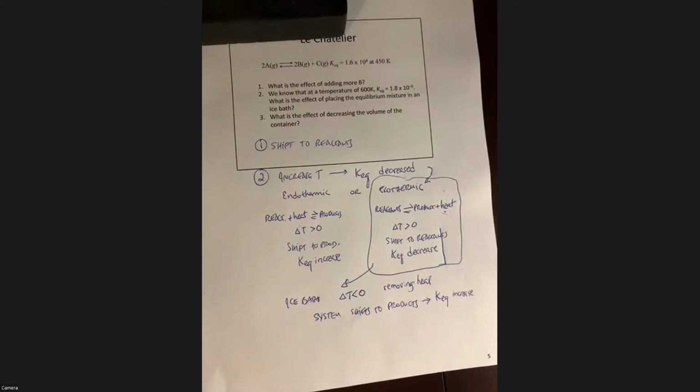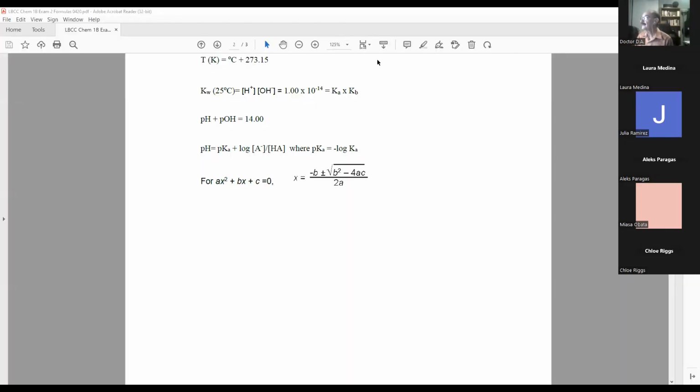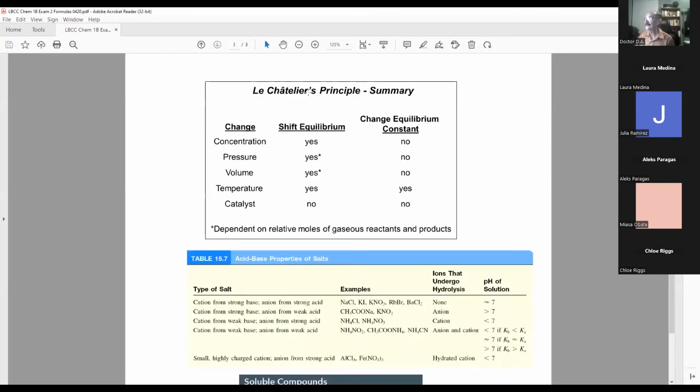You can always go to the handout that I gave before. Remember that you're always going to be able to come to this handout, and there's that table at the top that tells you which changes affect the equilibrium constant, and which ones affect just the equilibrium. All right, so you can always go there.